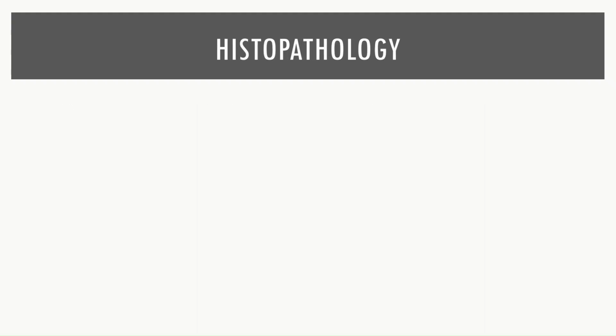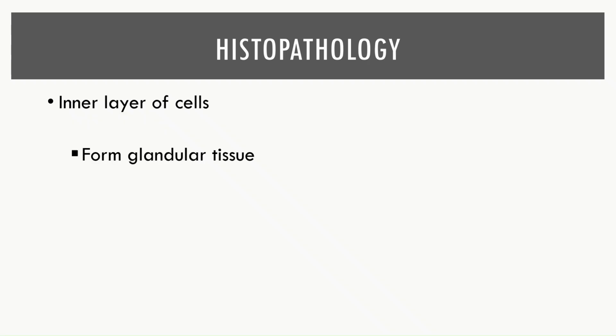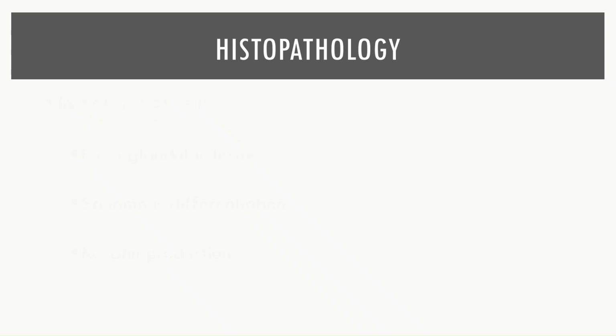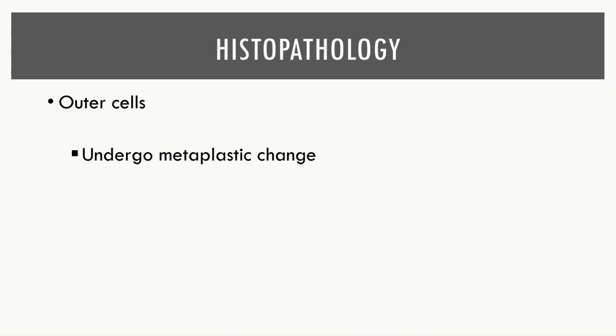On histopathology, the inner layer of cells forms glandular tissue that may be associated with squamous differentiation and keratin production. The outer cells undergo metaplastic change leading to the formation of myxoid tissue.